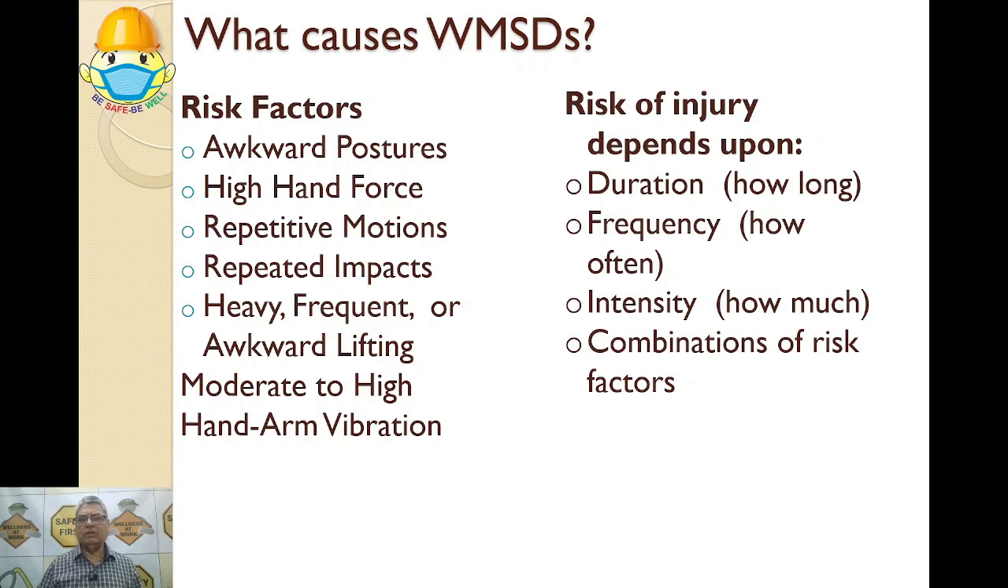Then risk of injury depends on duration, that means how long you are doing that particular job. If you have stretched your hand, there is a limit to how long it can stay stretched. You can stretch your hand for say half a minute or a minute, but if you are stretching your hand continuously for a longer period, then there will definitely be a pain in your shoulder joint. Frequency, how often: if the frequency of hammering is very high, there will be a pain in your hand. Intensity: if you are using a big hammer instead of a small hammer, there will be a high intensity of impact on your shoulder. And then the combination of all these risk factors which we have discussed. So the risk of injury depends on duration, frequency, intensity and combination of the risk factors.